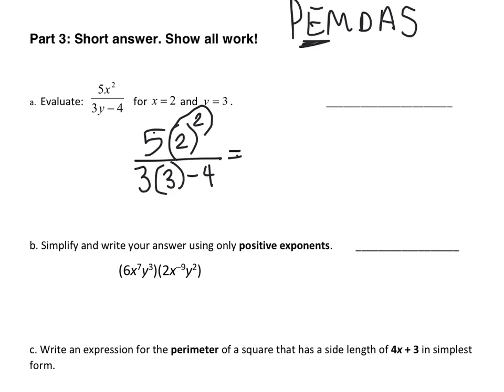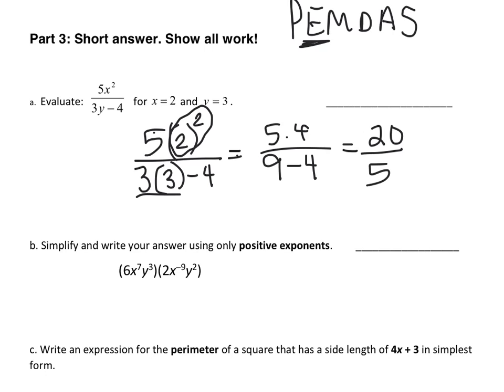So you have to do 2 squared first, which is 4. You end up with 5 times 4 in the top. In the bottom, you have to multiply before you subtract. 3 times 3 is 9. You get 9 minus 4 in the bottom. 5 times 4 is 20. 9 minus 4 is 5. 20 divided by 5 gives you a final answer of 4. This one was worth 2 points here. 1 point for the correct answer, 1 point for the work.